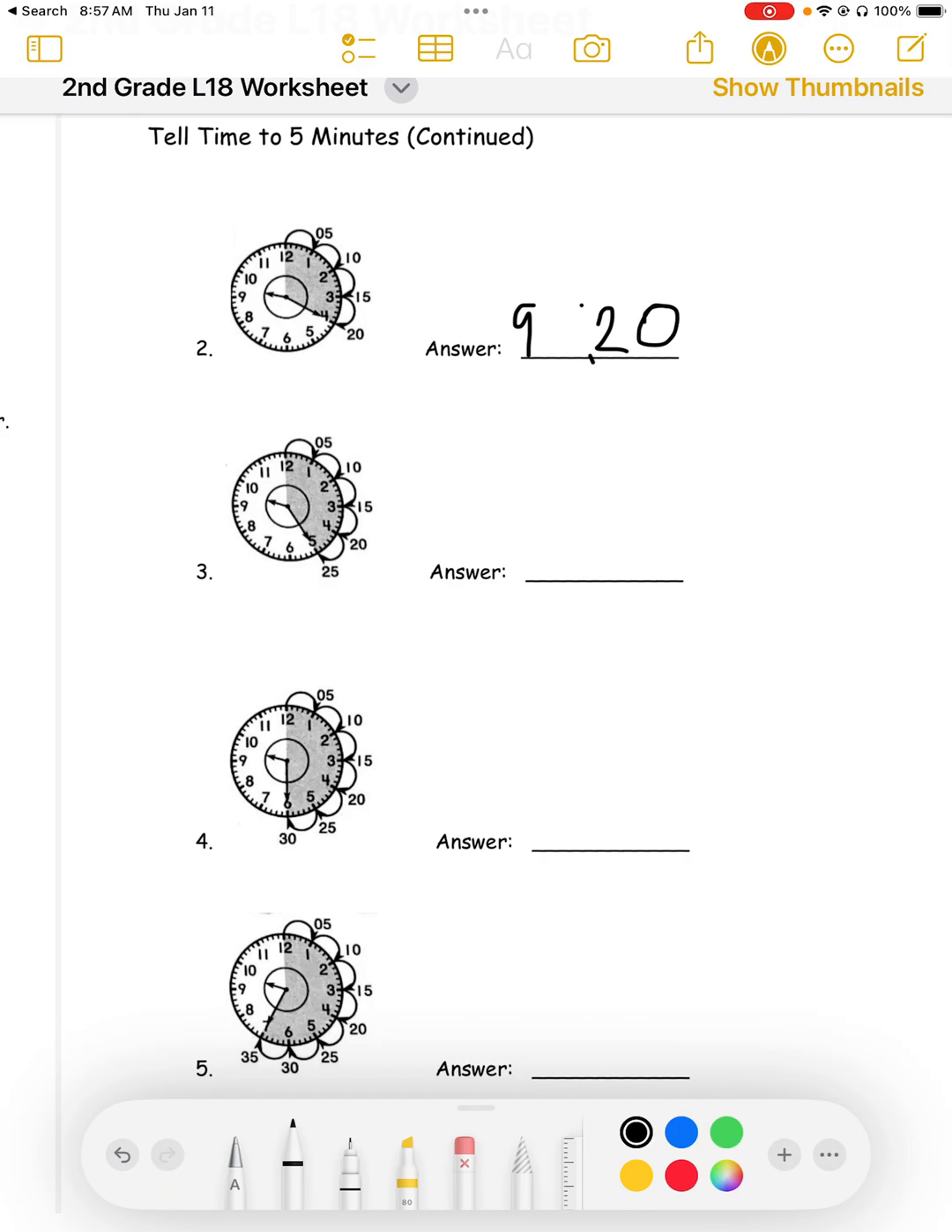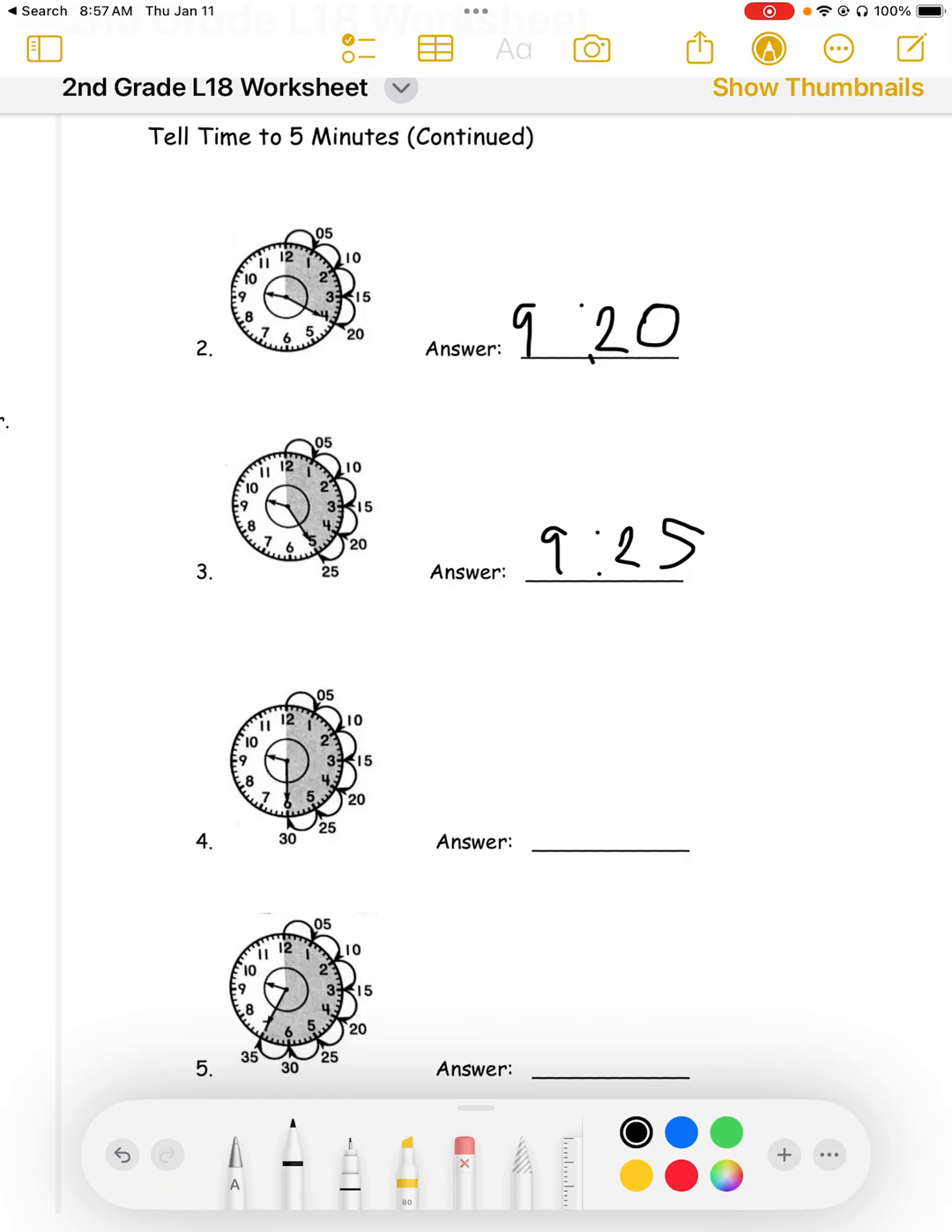Next, for question number 3, the smaller hand is still pointing at the 9. So we'll write 9, and we count 5, 10, 15, 20, 25. So the answer to number 3 will be 9:25.